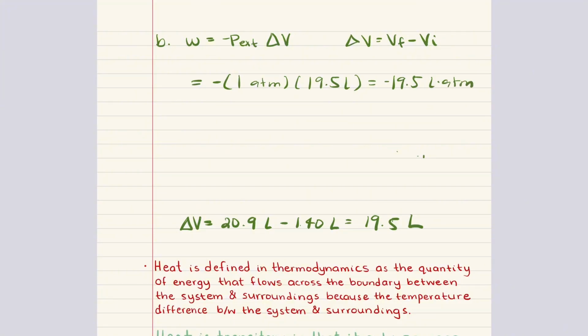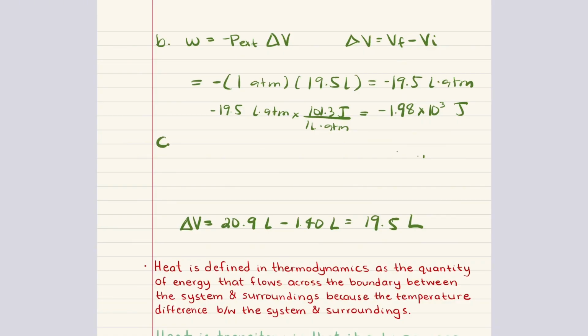If you want to convert to joules, remember that 1 liter times atmosphere equals 101.3 joules. So if we carry out that conversion, we get that work is equal to negative 1.98 times 10 to the 3 joules. So the gas does about negative 2 kilojoules of work in this irreversible expansion.